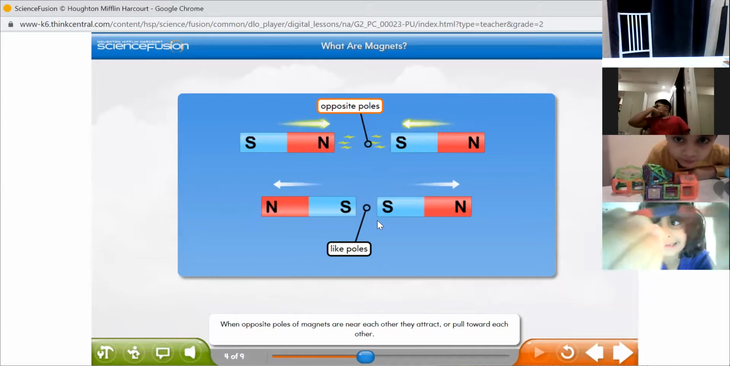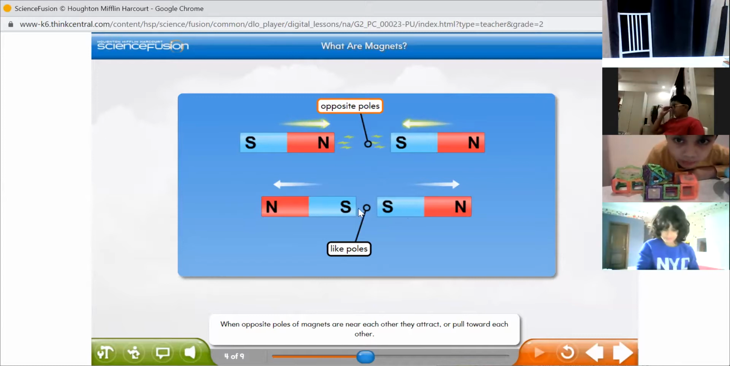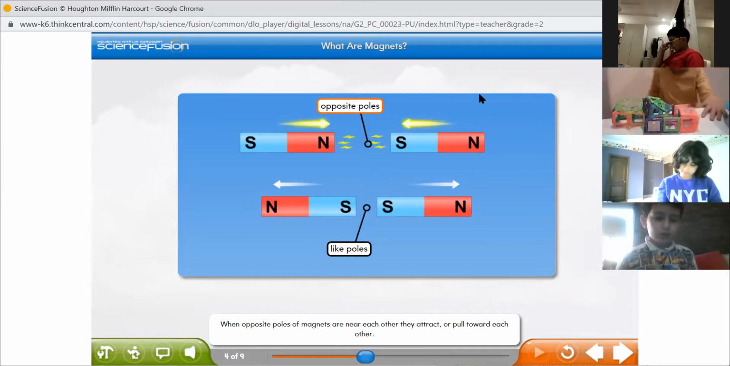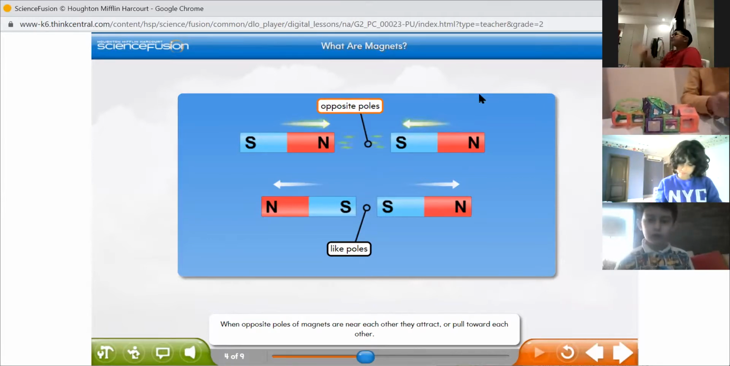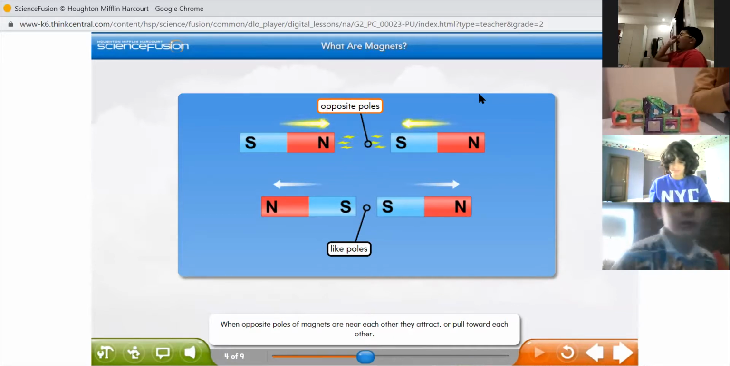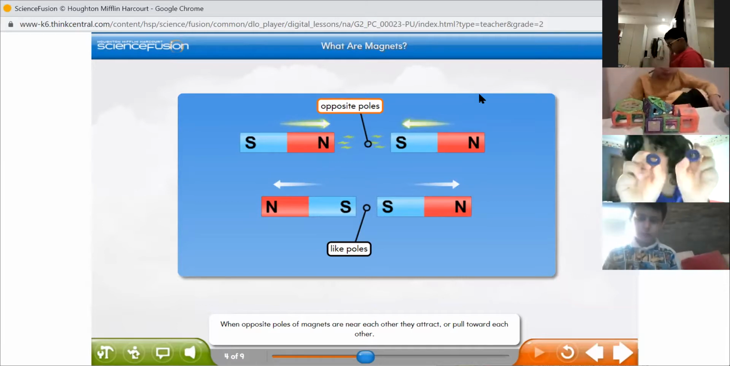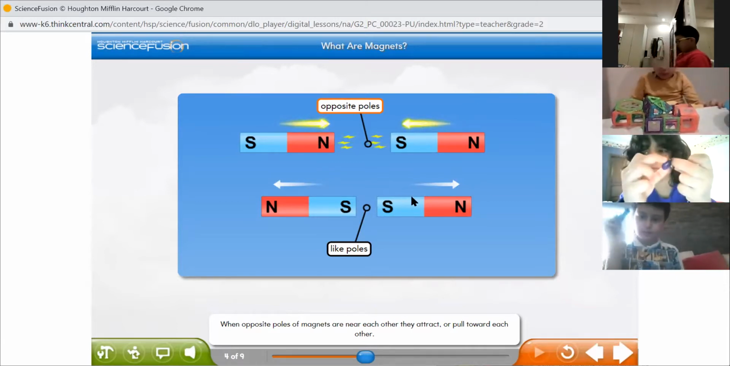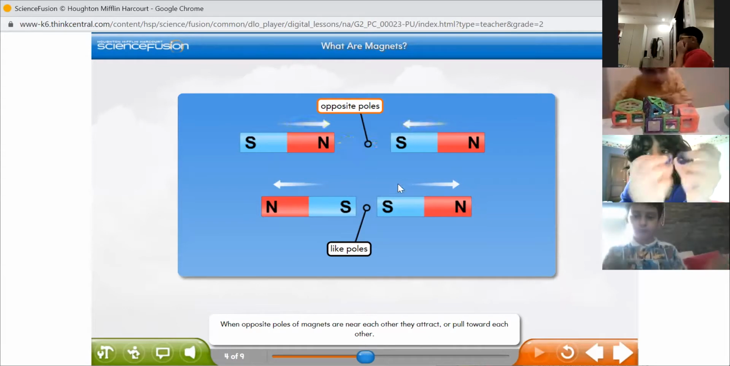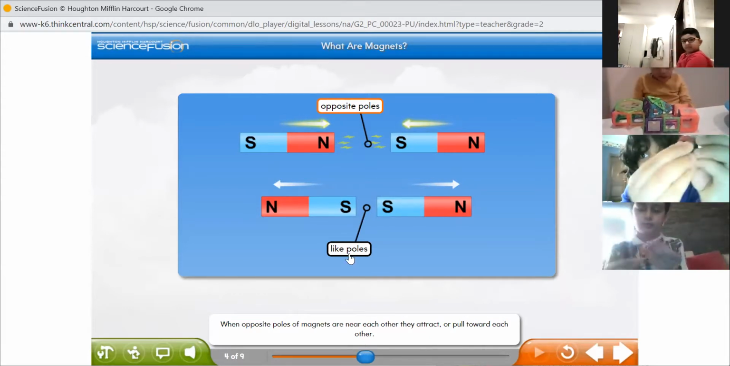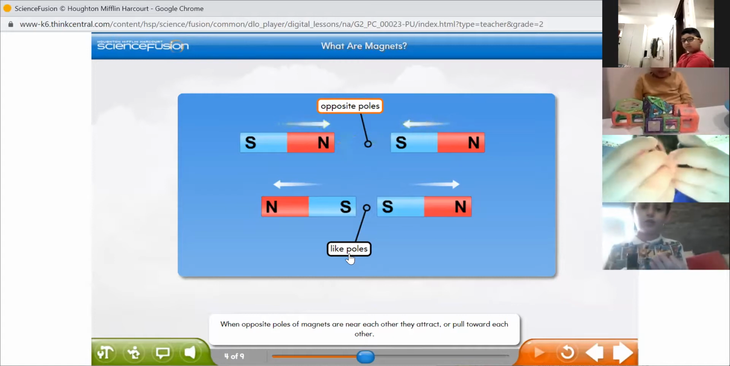The same pole. Red with red does not get stuck. Blue with blue, it will not get stuck together. Excellent, ya Saud. We call it like poles. Blue with blue is like poles. And when like poles come together, they repel.